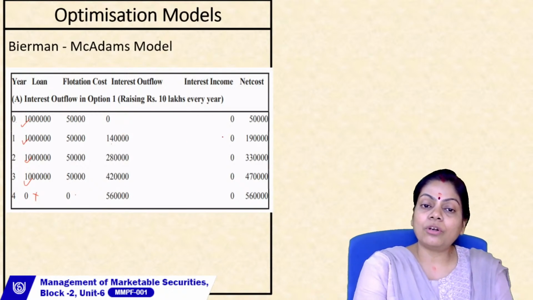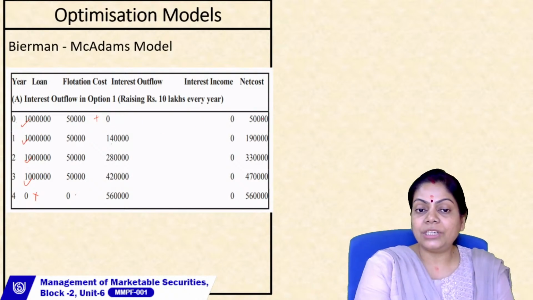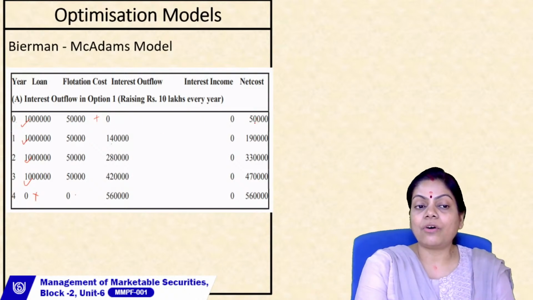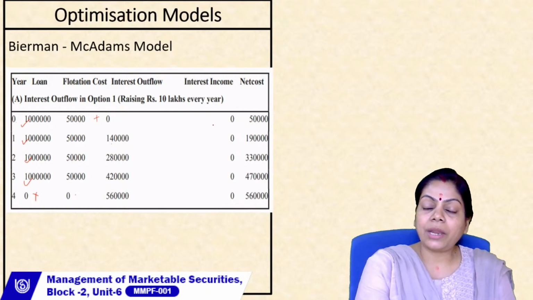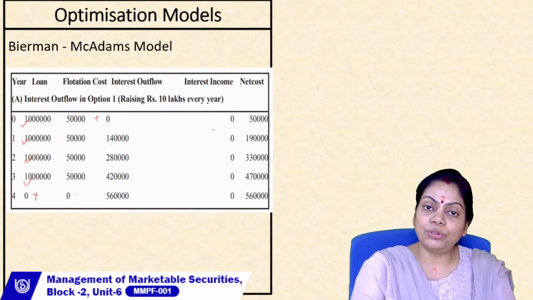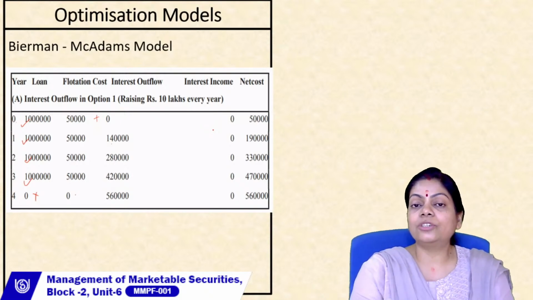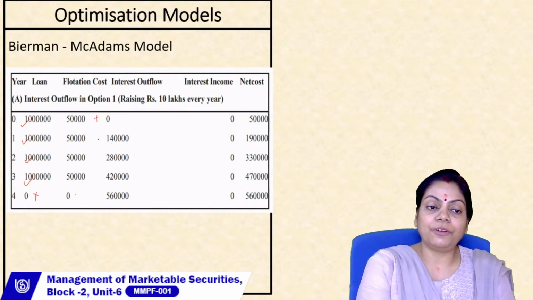Now, what is your total cost then? Your net cost is the flotation cost plus this particular cost. So I add up each of these costs. Now you see the net cost, and there is no interest income. See here, there is no interest income because I require 10 lakh next year, so I raise this 10 lakh this year and then I use it the next year. Since there is no question of investment, there is no income here. So I have only cost, right? So I add up each of these figures and I get the cost figure in the last column.